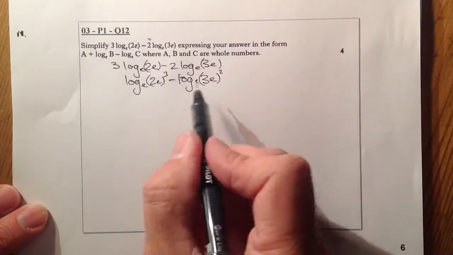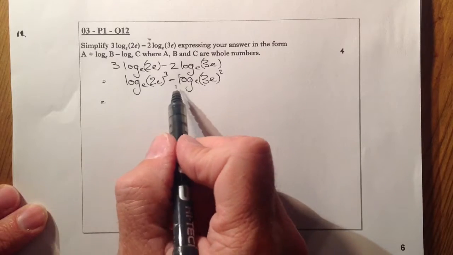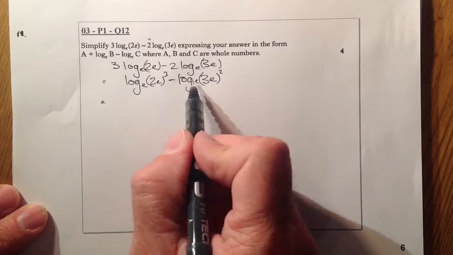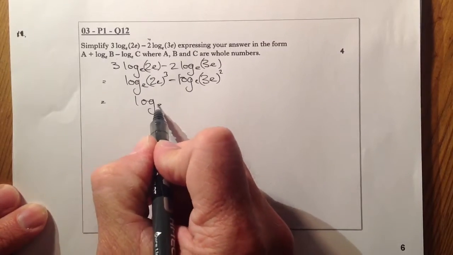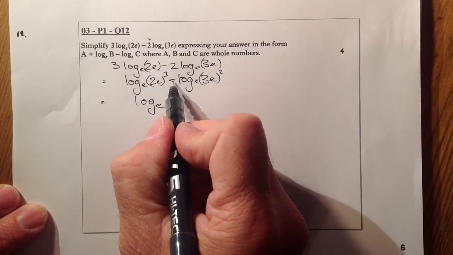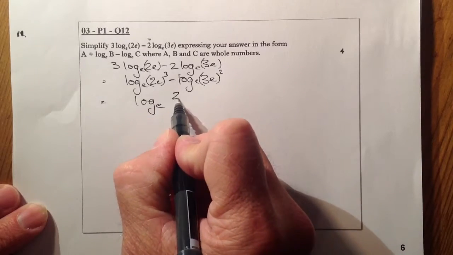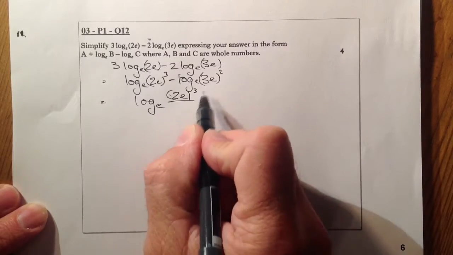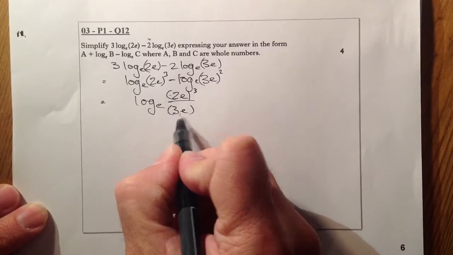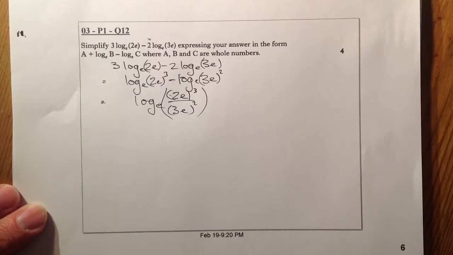What I'll then use is the next law of logs. If I'm subtracting logs, I can gather them together under the one. If it's a subtraction, I'm just going to divide them. That's (2e) cubed on the top, and on the bottom I've got (3e) to the power of 2. Okay, that's what I've got.